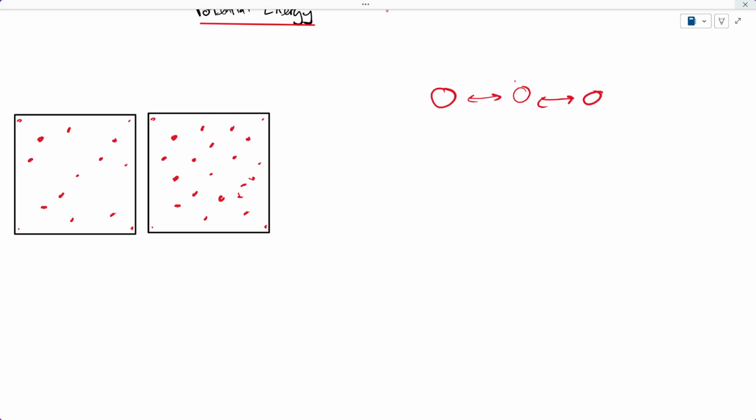I'll redraw some of my particles. I've got two boxes that contain evenly and equally spaced charged particles. So the average spacing between the particles in each box is exactly the same. Therefore, the potential energy of each particle in each box is exactly the same. What happens if I start taking particles out of here and putting them into here?